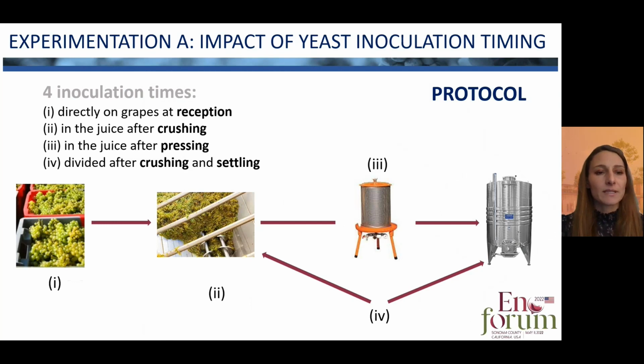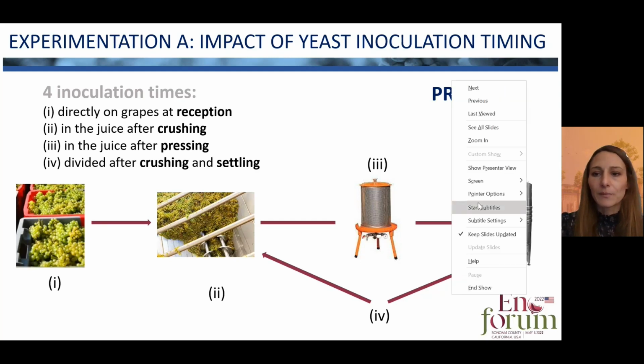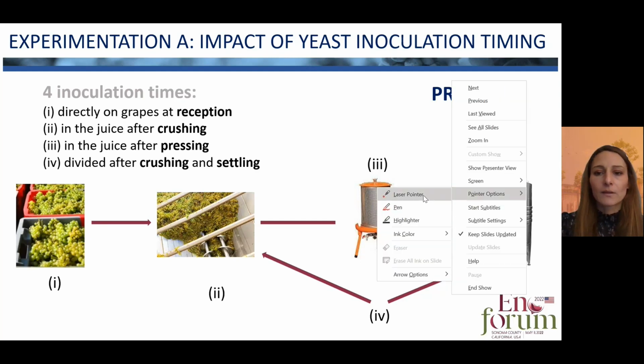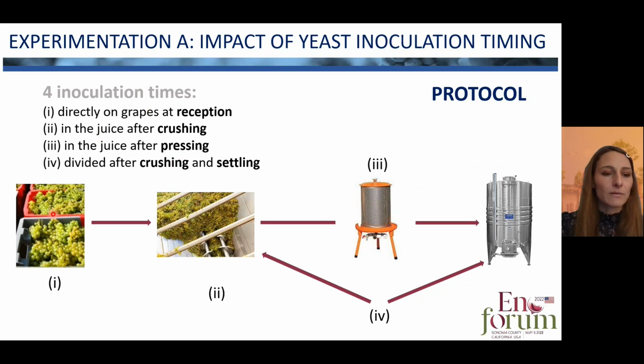So in this experimentation, we had 4 different inoculation times. The first one was directly on the grape at reception. The second one was in the juice after crushing. The third one was in the juice directly after the press. And scenario number 4 was divided: the 20 grams per hectoliter of yeast were divided equally between after crushing and after settling.